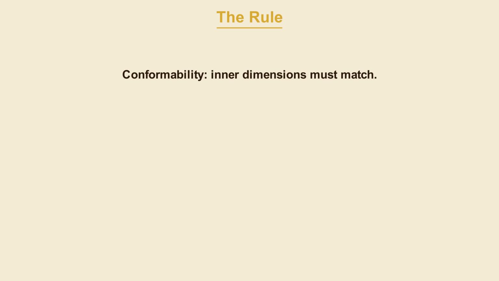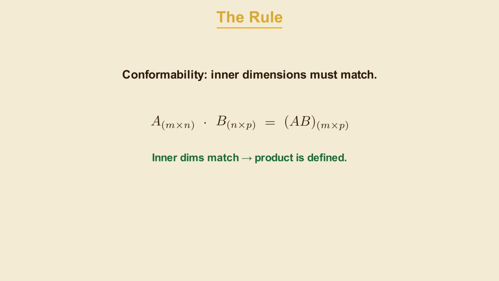Here's how matrix multiplication works. To multiply matrix A times matrix B, the number of columns in A has to be equal to the number of rows in B. That's the conformability rule for multiplication. If A is m by n, then B must be n by something else. The inner dimensions must match. Both must be n in this circumstance. And the product AB ends up being m by p. So the outer dimensions end up becoming the dimensions of the result.